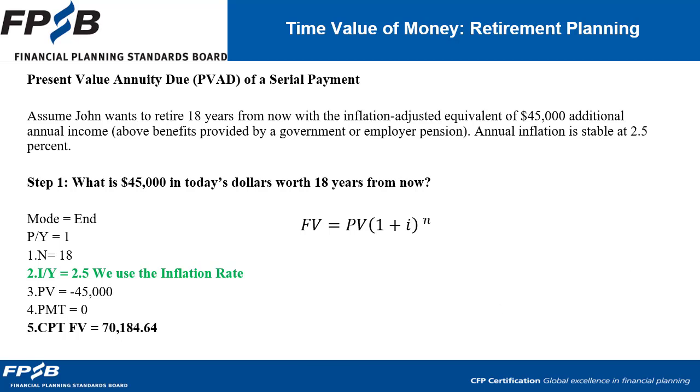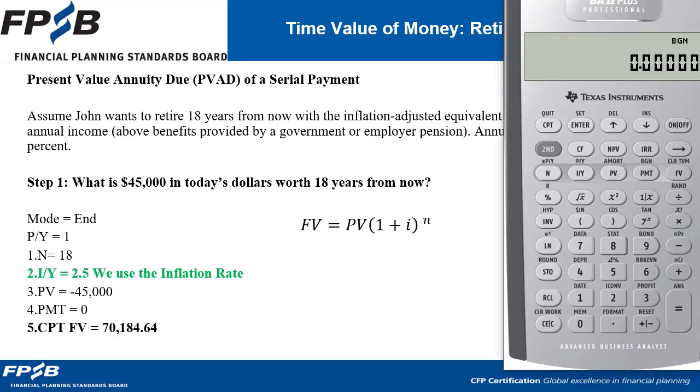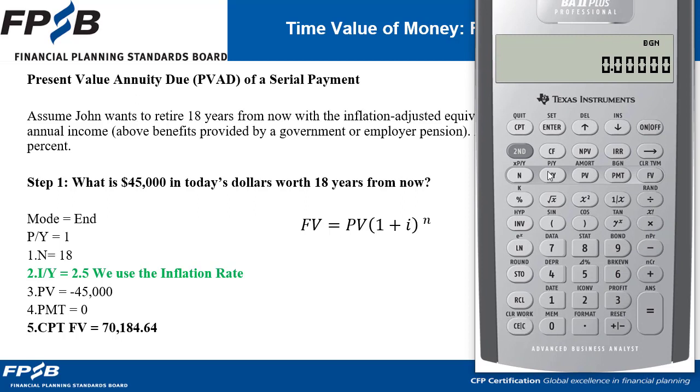So, of course, we can use the algebra. Future value equals present value times 1 plus i to the n. The present value is $45,000, and the i is the 2.5% inflation rate. So if I just bring my calculator in here, that's going to be 1 plus 0.025, y to the x 18 years from now, and we're going to multiply that by $45,000. So $45,000 today has the same purchasing power 18 years from now as $70,184.64. Indeed, we could round that to $70,185.